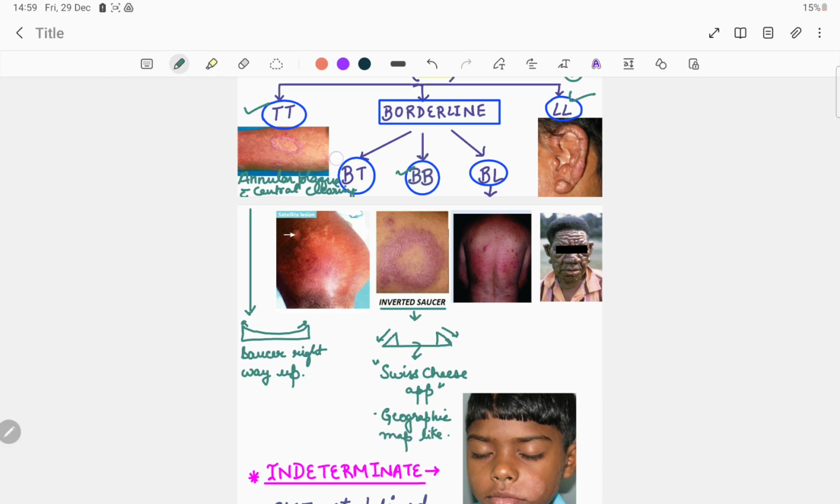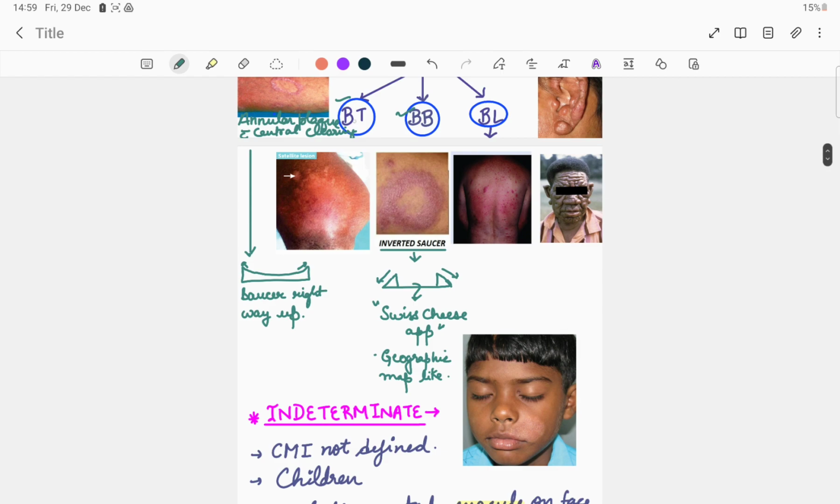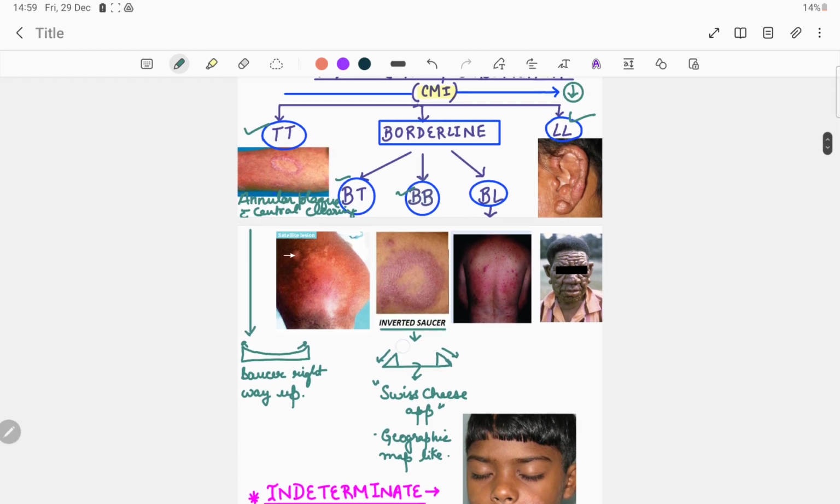And now we come to the BT pole, which is a borderline tuberculoid pole. This borderline is just a transition between the TT pole to the LL pole, and as we go from TT to LL, the cell mediated immunity decreases. So here the cell mediated immunity is slightly poorer as compared to that of the TT variant in the BT variant. So here the lesions are known as your satellite lesions.